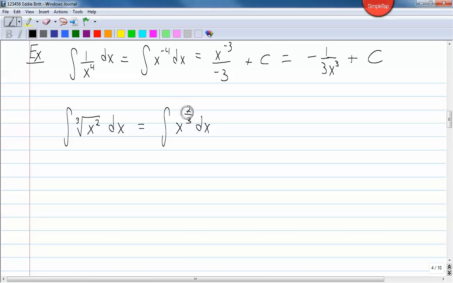So I add 1 to the power and divide by the new power. That's going to be x to the, add 1 to 2/3, that's 1 2/3. Of course, we're not going to write it as a mixed number. That would be 5/3. And don't forget, you have to divide by the new power. So that's going to be equal to 3/5 x to the 5/3 plus c.